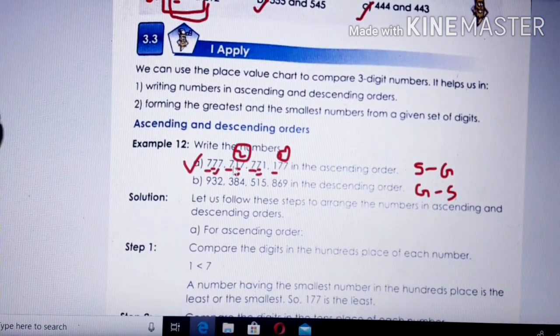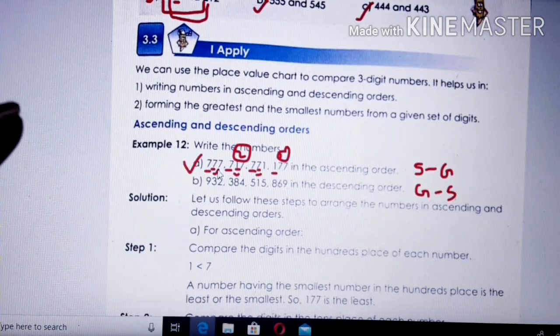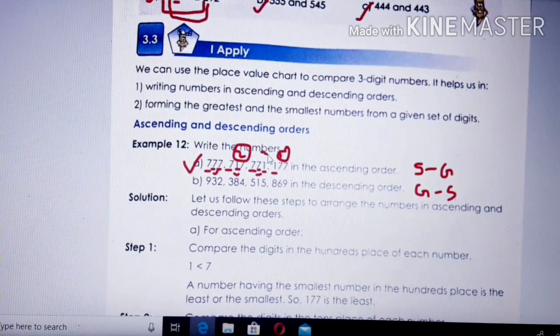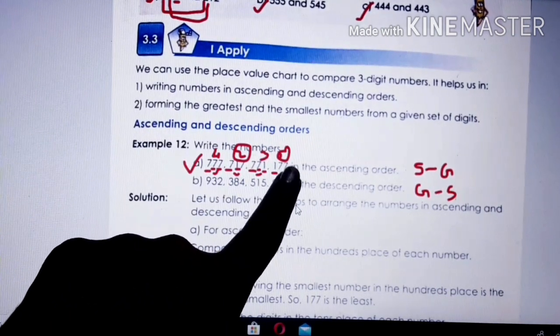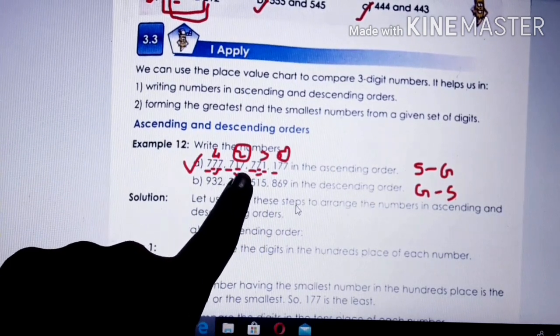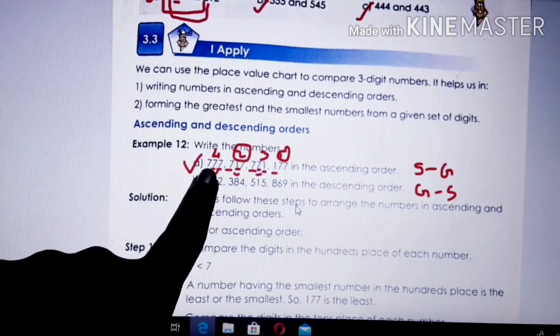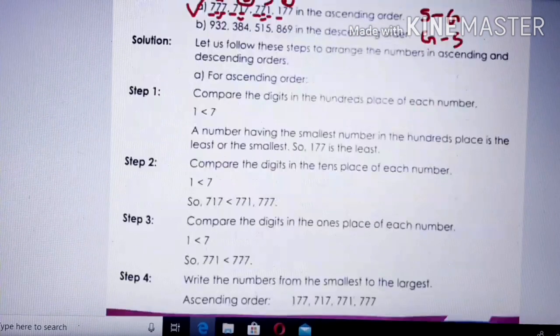Clear? Now we have to compare between the first and the third number. Let's see the ones place. Here is 7 and here is 1. So between 7 and 1, which is the smallest one, children? 771. So this number comes third and 777 comes fourth. So when you arrange, children, you will write 177 first, then 717, third 771, fourth 777. So this is how we arrange in ascending order. Is it clear?